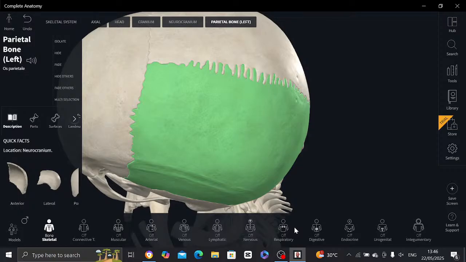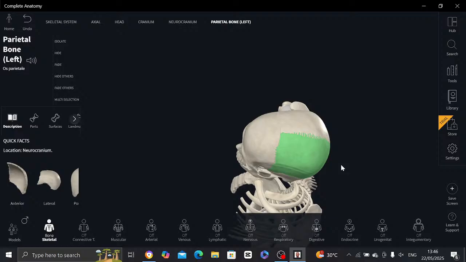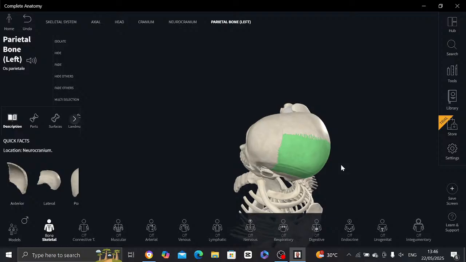All right, so we'll talk about the parietal bone. Just like we said, we have two parietal bones. Let me zoom that out. Generally, they form the lateral aspect of the cranium.